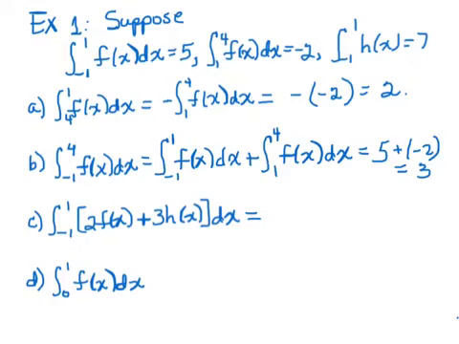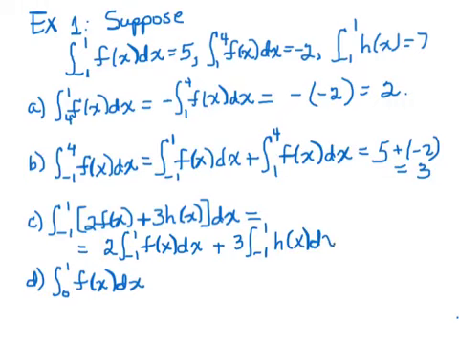Okay, part C. I have the integral from -1 to 1 of 2 times f of x plus 3 times h of x. Well, what we can do is split this up and pull those coefficients 2 and 3 to the front. So I'll say 2 times the integral from -1 to 1 of f of x dx plus 3 times the integral from -1 to 1 of h of x dx.